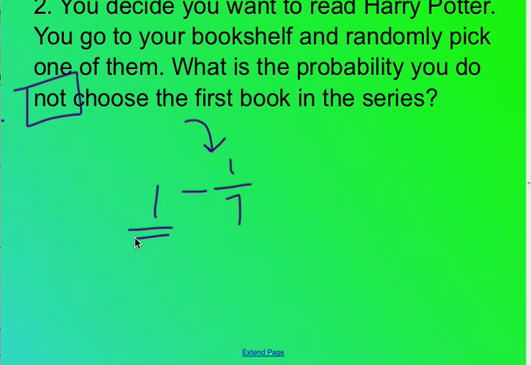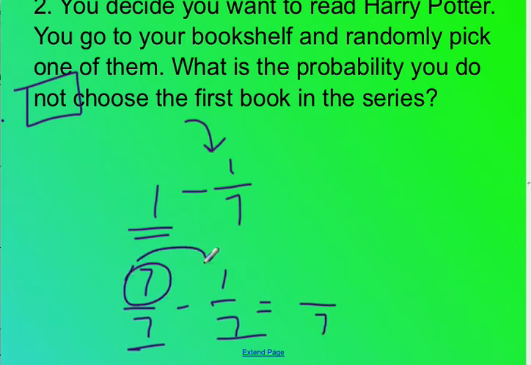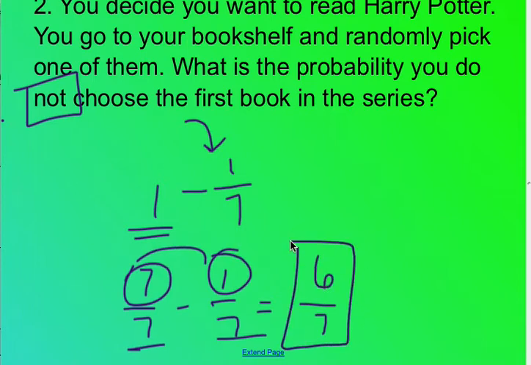Well, 1 can also be written as 7 over 7. Okay, and that makes it easier because when you are adding or subtracting fractions, you have to have the same denominator. So we're going to keep the denominator the same when we add and subtract fractions. 7 minus 1 is going to give me 6. So 6 out of 7 is going to be my final answer for number 2.